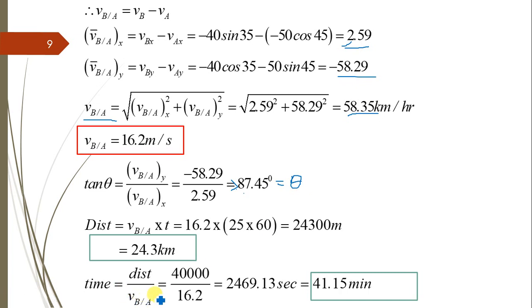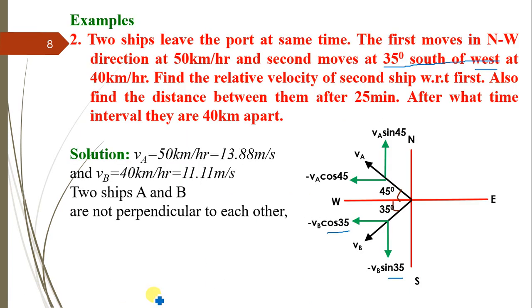87.45 degree. This is the answer of the first question, that is, find the relative velocity of the second ship with respect to the first. Now here one more question is asked, also find the distance between them after 25 minutes.